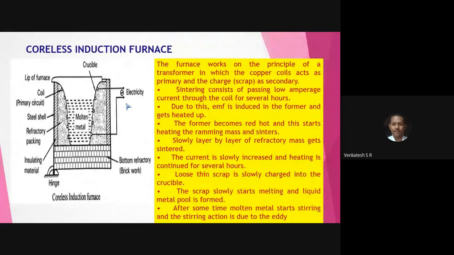Next, come to the point: coreless induction furnace. Write down the rough diagram of the coreless induction furnace.